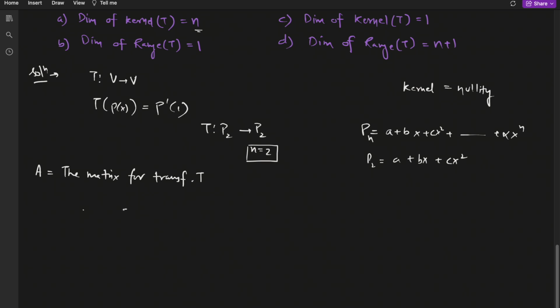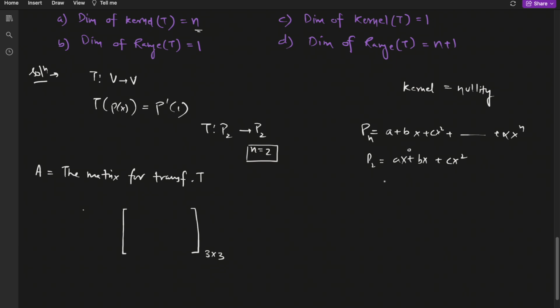So what will be the dimension of the matrix? The dimension of the matrix is not 2 by 2. It will be 3 by 3. Why? Because a 2-degree polynomial has three terms, right? That is x to the power 0, x to the power 1, and x to the power 2, right? So the first column vector is where the first basis vector lands, the second is where the second basis vector lands, and the third column vector is where the third basis vector landed, right?